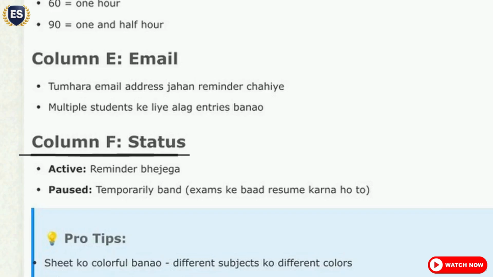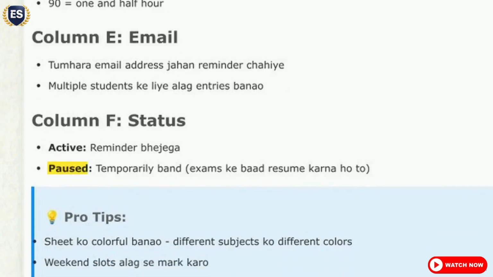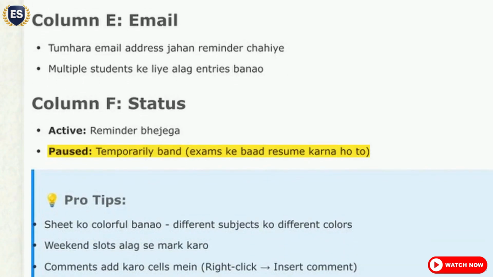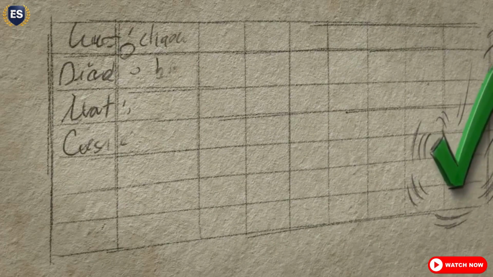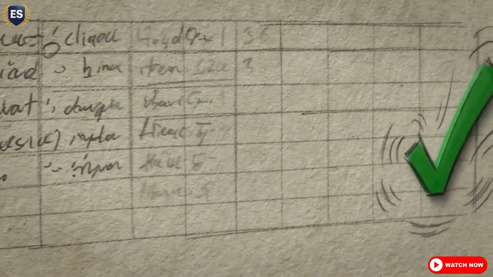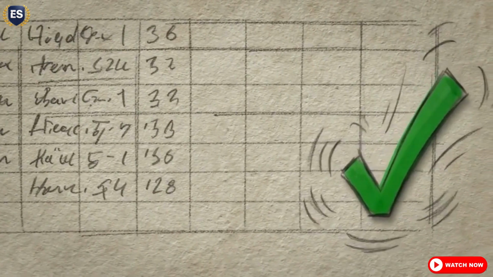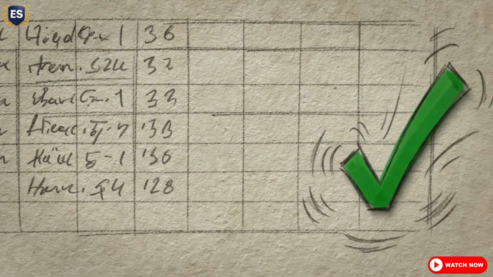The final column, status, gives you manual control. If you have an exam and want to temporarily halt a subject's reminders, simply change active to paused. This single spreadsheet is your system's database. If you input clean, organized data here, the script will execute perfectly every time.